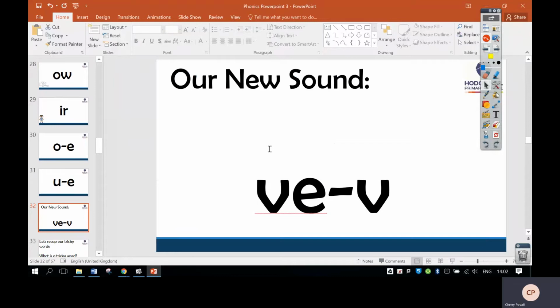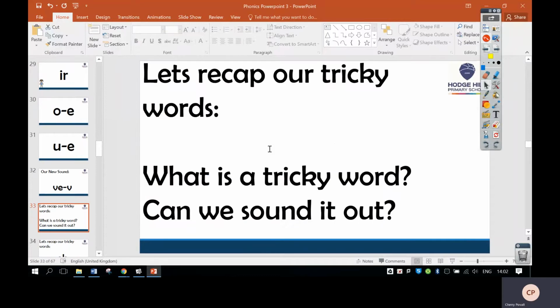Well done. What we're going to do now is we're going to go through our tricky words. What is a tricky word? A tricky word is a word that cannot be sounded out. So we have to learn the spelling and we have to learn the word by sight. These are phonics to help us with tricky words. Now these are the tricky words from phase 5 that you've already learnt. So you can join in with me.